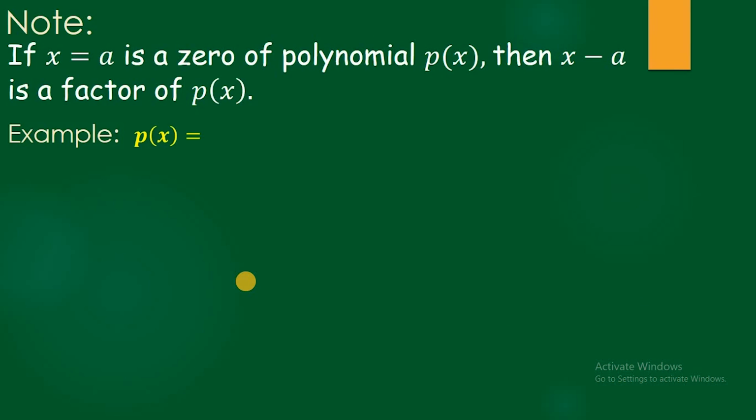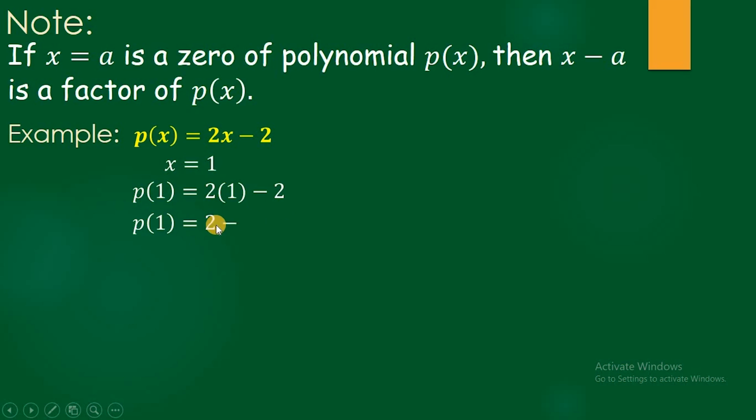For example, we have p of x equal to 2x minus 2. If I put x equal to 1, that means instead of a, I'm writing 1. So p of 1 equals 2 into 1 minus 2, which is 2 minus 2, so p of 1 equals 0. Therefore, we can say that 1 is the zero of p of x, because if I put 1 in place of x, the given polynomial becomes 0.